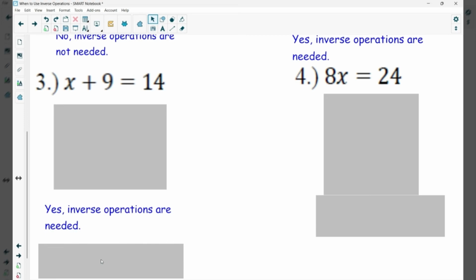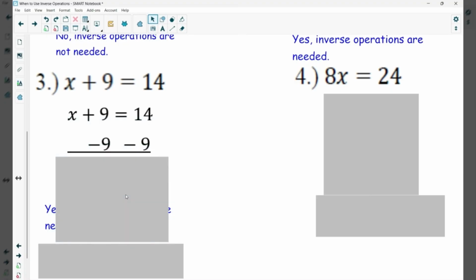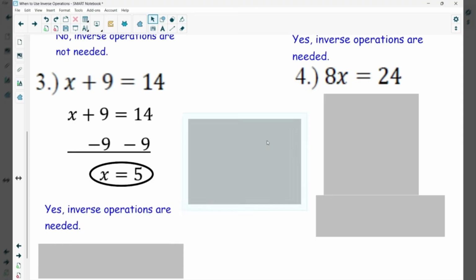I see that we're adding 9 to x, and I know the inverse of addition is subtraction. So I'm going to subtract 9 from both sides. We can see that 9 minus 9 will cancel out. We need to do 14 minus 9, and that's going to get us 5 for our solution.